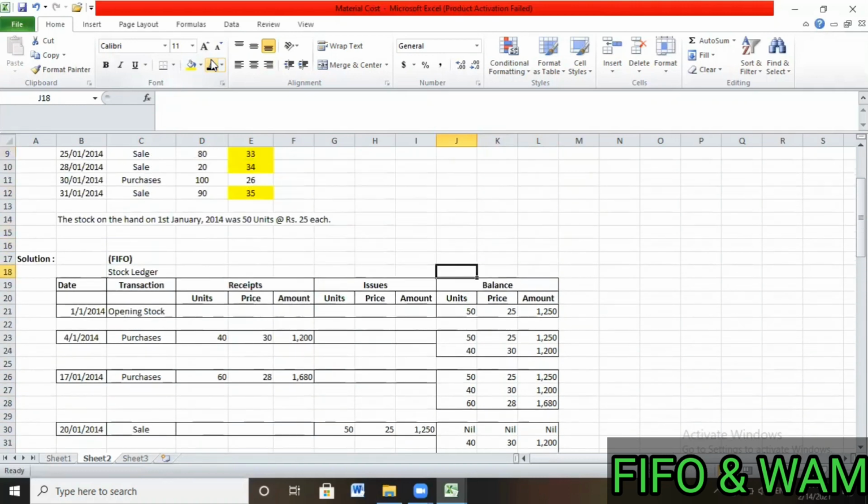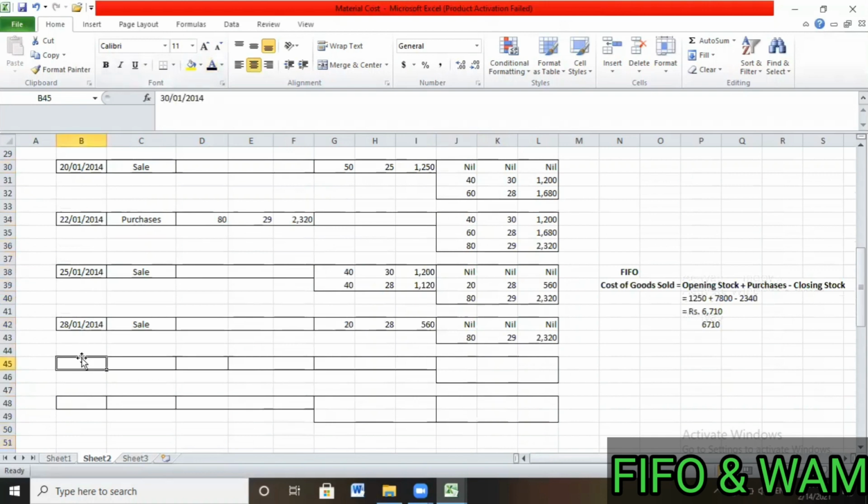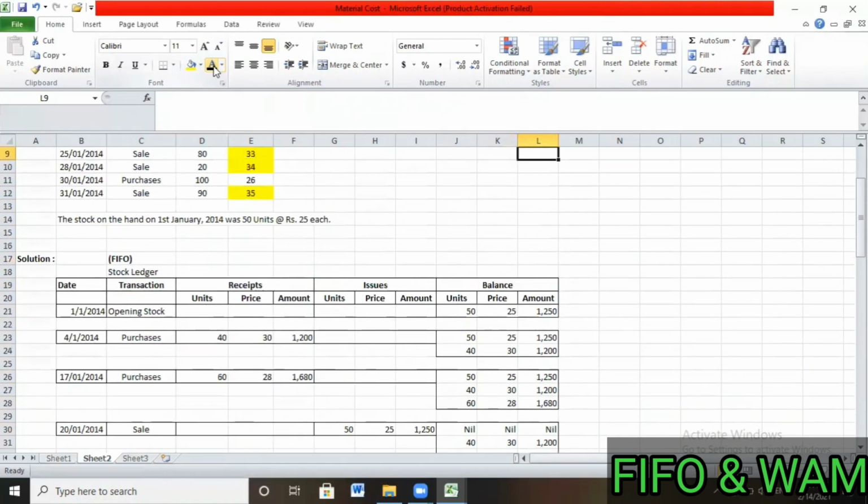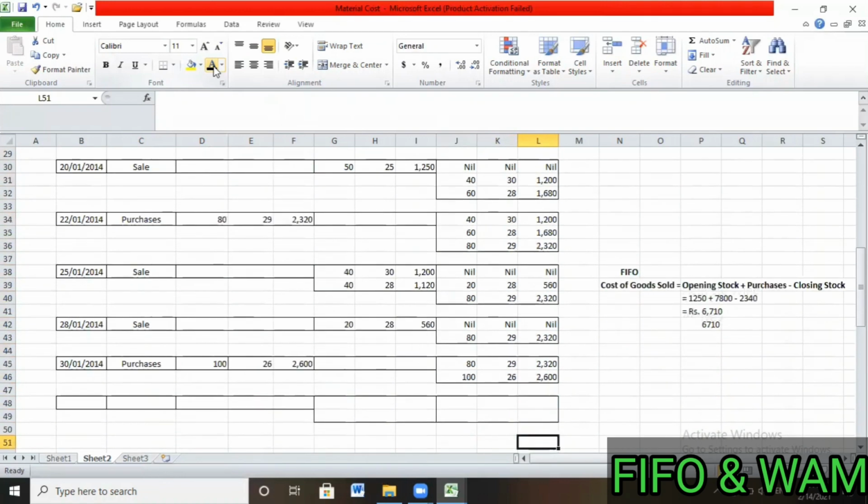Now again, a purchase of 100 units is going to take place. Purchase of 100 units at the rate of 26, it will become 2600, but you have 80 units of 29. That means after this you should write that 100. And what about the last day? On the last day, 31st January, we are selling 90 units, but as a bunch we have only 80 units first. So out of that 80, we will give 80. That means this 80 will end up.